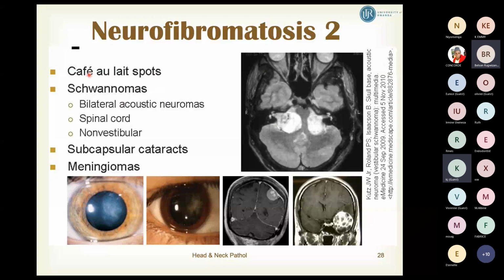But they develop a schwannoma. Schwannoma, you know, Schwann cells, in the nervous system on histology.